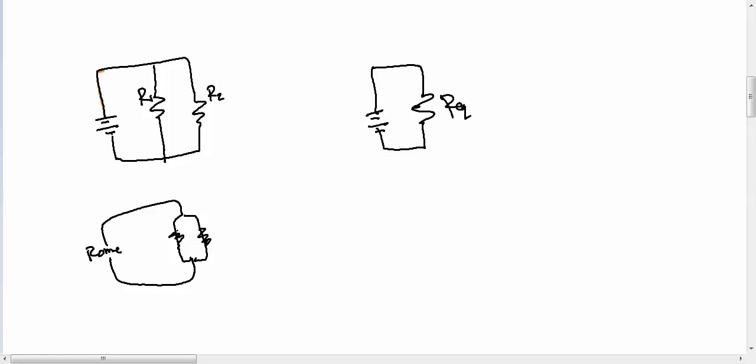Here's my question: if I were to replace those two jaggedy paths with one, would R equivalent be bigger than 200? Would it be smaller than 200? Would you think that it's bigger than 100? If this were 100 ohms, and I were to replace this with an equivalent thing, would this be 100 ohms? I think it'd be 100 ohms.